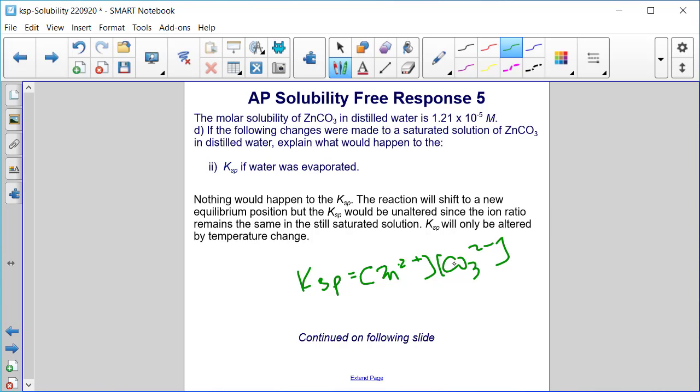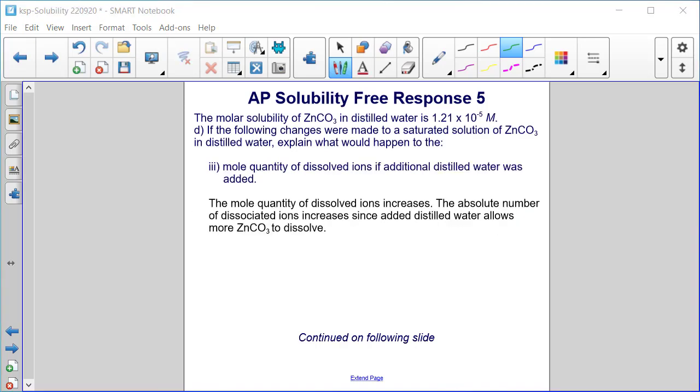And if nothing happens to the concentrations, then nothing happens to the Ksp either. The reaction will shift to a new equilibrium position, but the Ksp would be unaltered since the ion ratio remains the same in the still saturated solution. Ksp will only be altered by temperature change.